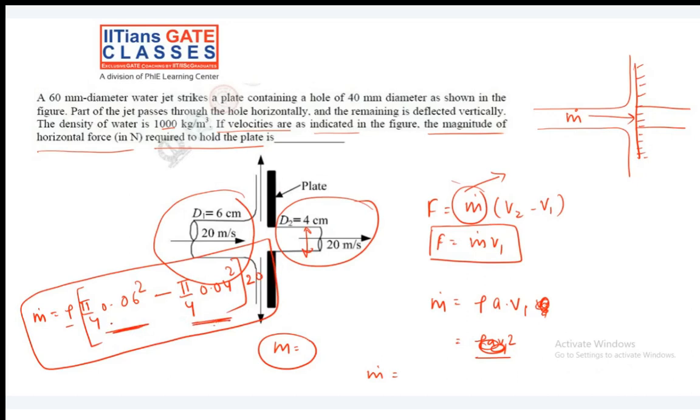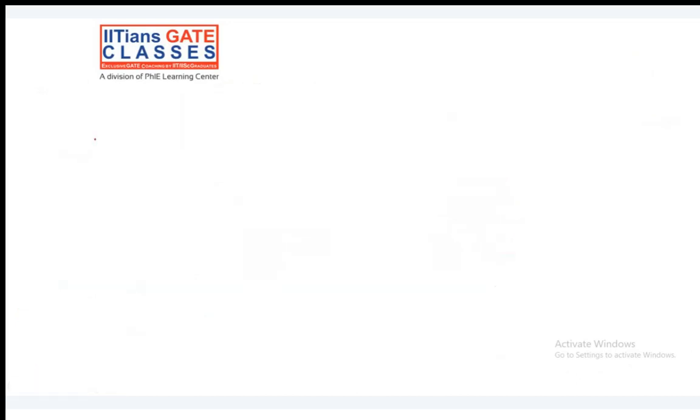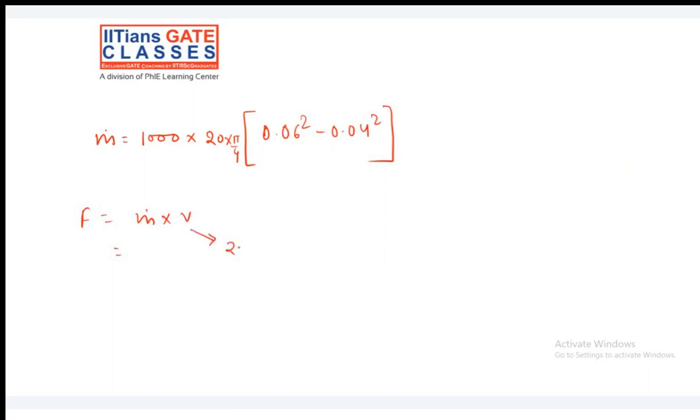So the first thing we need to do is find out the mass flow rate. So I'm doing the final calculation now. The mass flow rate which is striking is density times velocity into area, and for the area let us take pi by 4 common. Here we are left with 0.06 square minus 0.04 square. Now what will be that force? Force is m dot into V, and the velocity V is again given as 20. So you find m dot from here and put that value here and you will get that force.